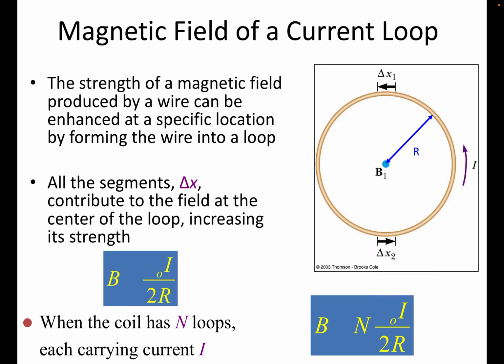We can also generate a magnetic field using a ring current. Now all segments of the wire contribute to the field at the center. For a coil with n loops, the field at the center is given by the equation n times mu0 I over 2r. I is the current the ring carries. R is the radius of the ring. N is how many loops of wire we have.